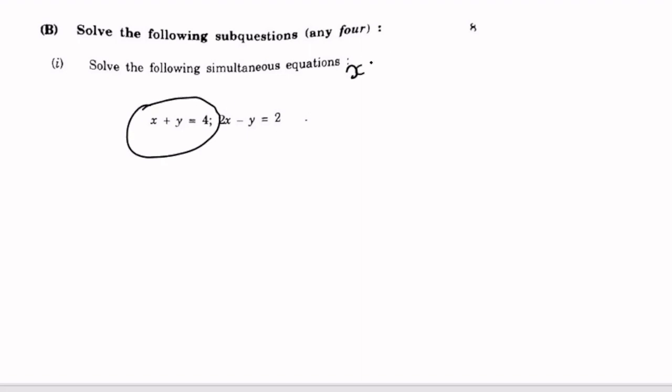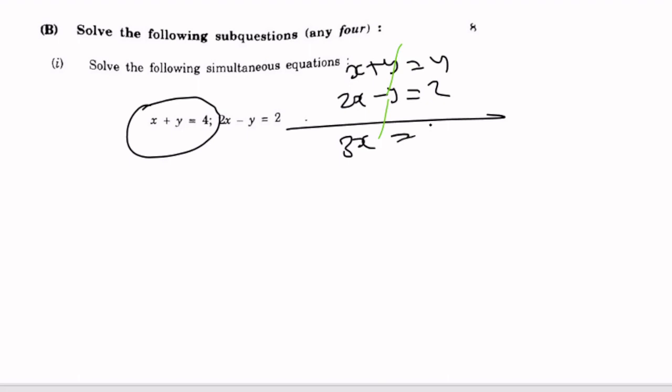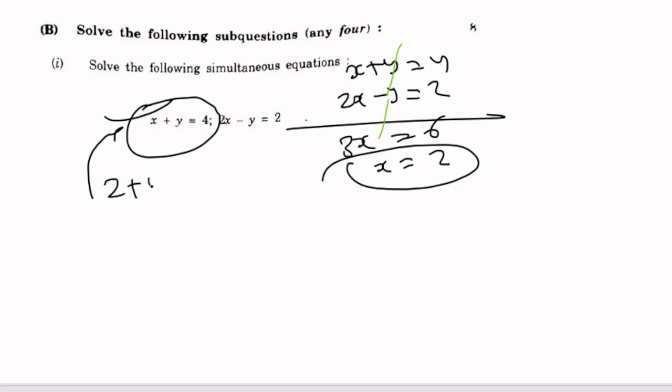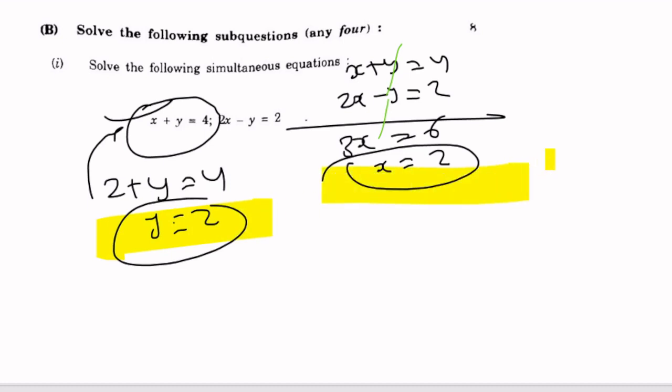The moment you add these equations, x plus y is equal to 4 and 2x minus y is equal to 2, the plus y and minus y will get cancelled, and remaining you will get what? 3x is equal to 6, x is equal to 2. Substitute x value 2 in any of the equations. So x is 2. If I substitute here in this equation, 2 plus y is equal to 4, y is equal to 2, and that's your answer. We got x and y.